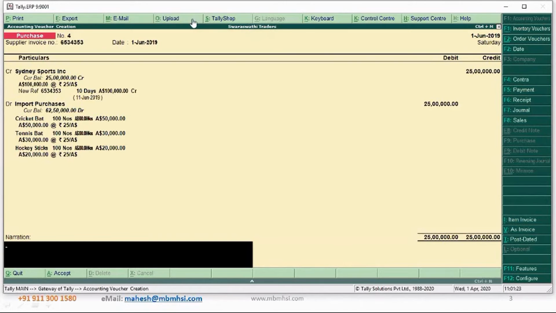Is this clear? Is the transaction clear to everyone? Srinivas, I'll come back to you about part payment. Yes, I've noted it down.